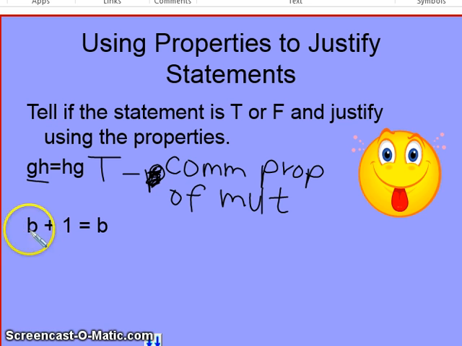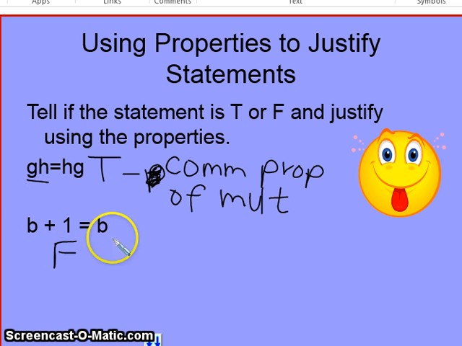If we look at the next one, we've got b plus 1 equals b. That says that adding 1 to some number maintains its identity. Is that true or false? Well, we know that if we take a number and we add 1 to it, it's going to change the value of that number. If we add 5 plus 1, it's going to change the value of the number, and it's going to be 6. So this statement is false.